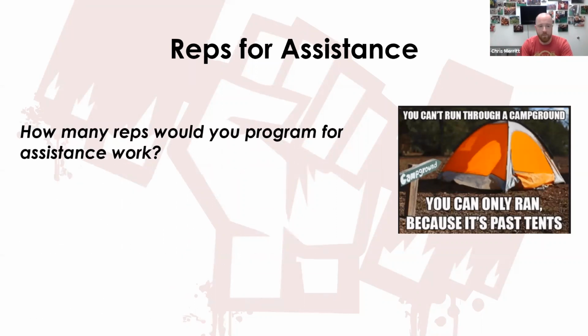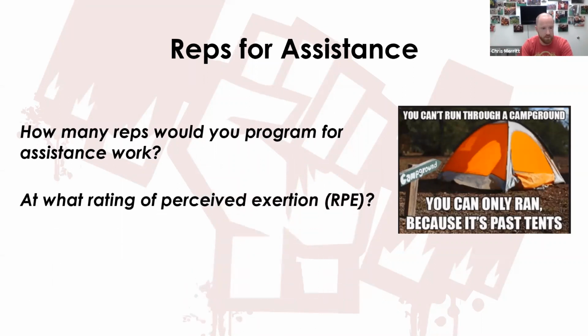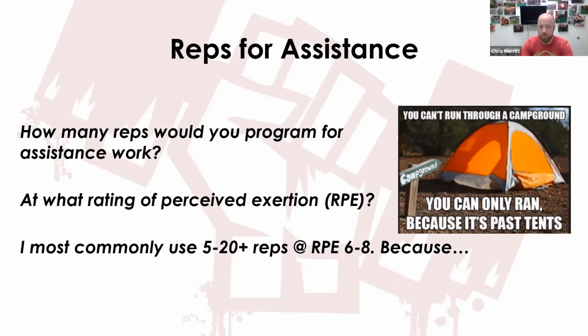So how many reps would we program for assistance work? A lot, maybe a little, anything in between. What rating of perceived exertion? Most commonly, we use 5 to 20 plus reps at an RPE of 6 to 8. 8 would be real high. I would say the majority of the time, 7 is the most common RPE that we use here. Occasionally we'll use 6s. Very, very little do we use 8s. Most of the time it's going to be 7s because of intent.